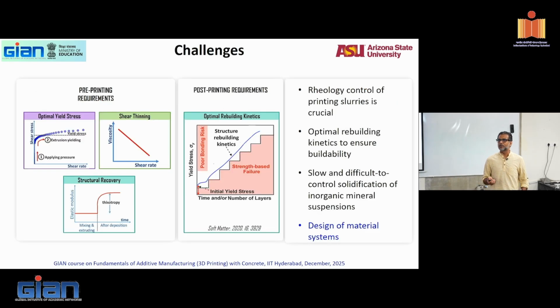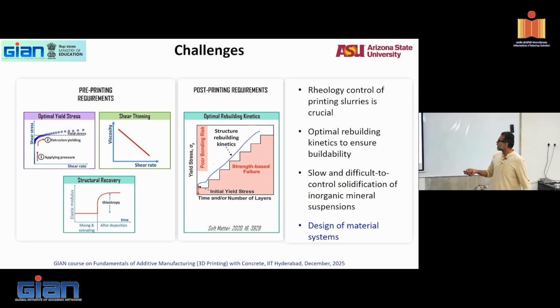Challenges, and here is where we are going to get into the next set of lectures: optimal yield stress, structural recovery, thixotropy. You heard about it yesterday. We'll talk a little bit more about thixotropy. But how about structural recovery? So buildability is a function of both yield stress and thixotropy. Material thixotropy also plays a role in how well you can build up the layers.